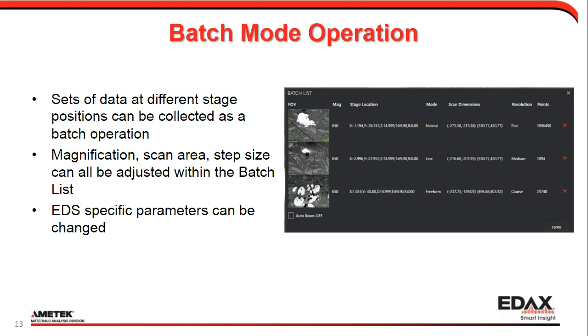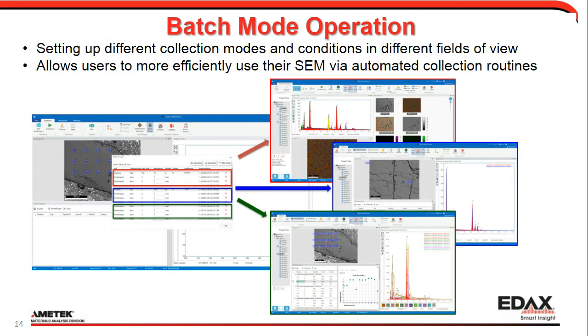Magnification, scan area, step size can be adjusted within the batch list. EDS specific parameters can be changed as well. The batch mode allows the user to easily set up different collection modes in different fields of view. This example shows different collection modes in 3 different fields of view. Within each field, you can do spectrum collection, line scan collection, and mapping altogether.